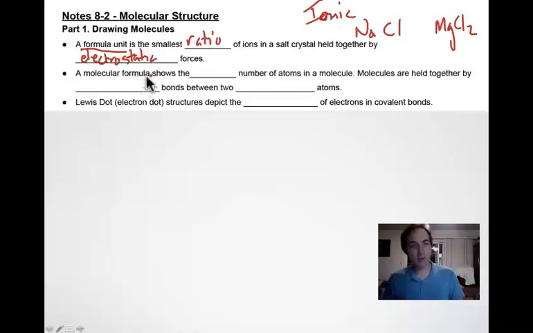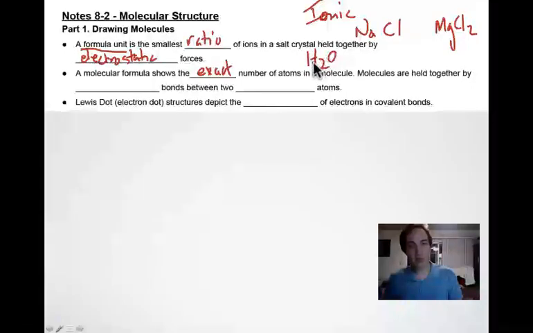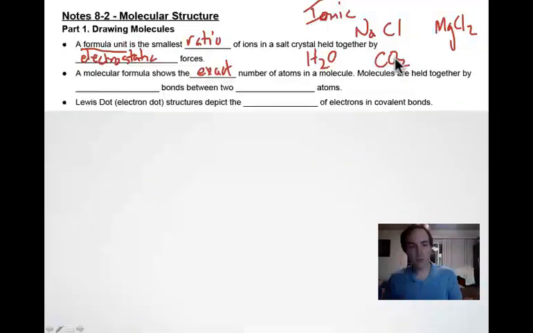For molecular formulas, it's different. The molecular formula tells you the exact number of atoms in a molecule. For example, water is always 2 hydrogens bonded to 1 oxygen. Carbon dioxide is always 1 carbon bonded to 2 oxygens. Never any more, never any less. It's always 1 carbon bonded to 2.